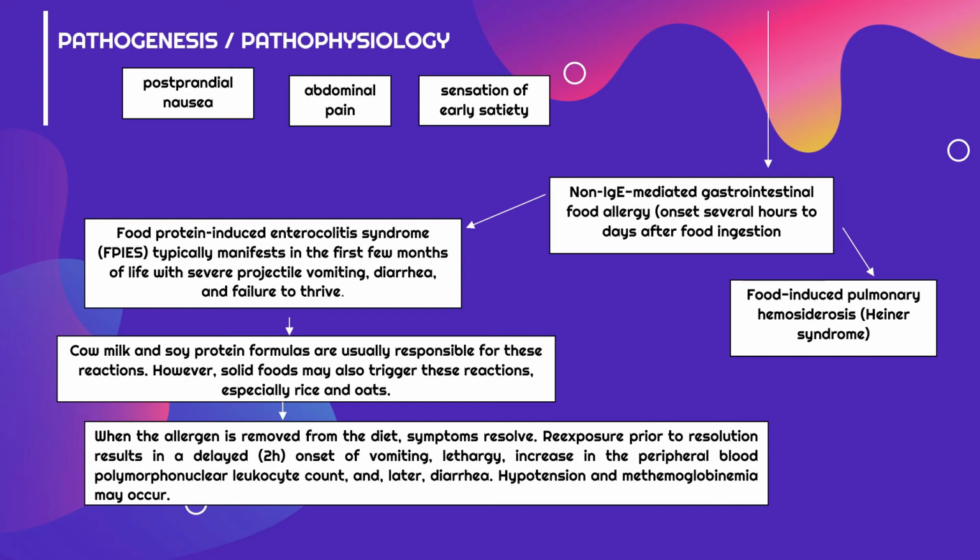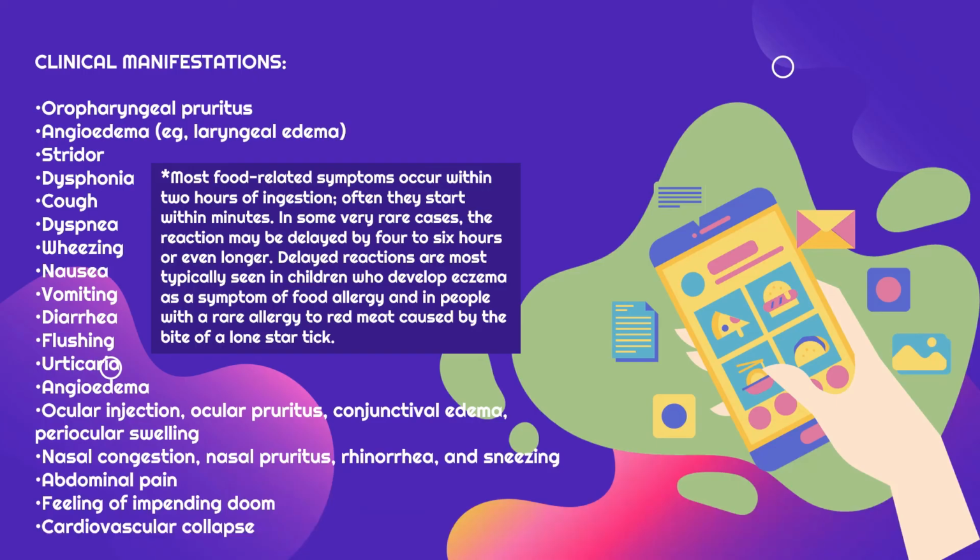Re-exposure prior to resolution results in a delayed onset, after 2 hours, of vomiting, lethargy, an increase in the peripheral blood polymorphonuclear leukocyte count, and later diarrhea. Hypotension and methemoglobinemia may occur. In clinical manifestations, most food-related symptoms occur within 2 hours of ingestion. Often they start within minutes. In some very rare cases, the reaction may be delayed by 4 to 6 hours or even longer.